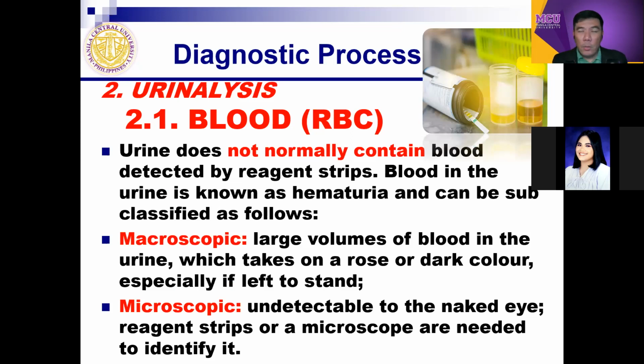If the urine has a tinge of blood, the term used is macroscopic. But if your urinalysis result revealed an elevation of the RBC, and you have not visibly identified it with your naked eye, and it was only revealed through the microscopic evaluation, that is what we call microscopic.